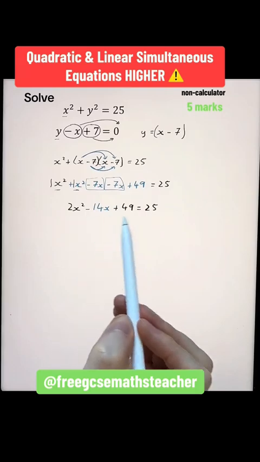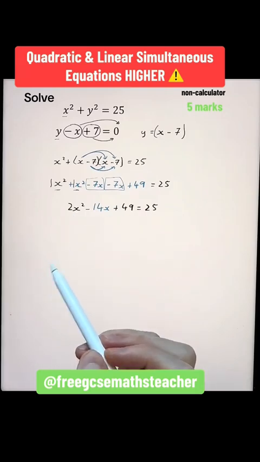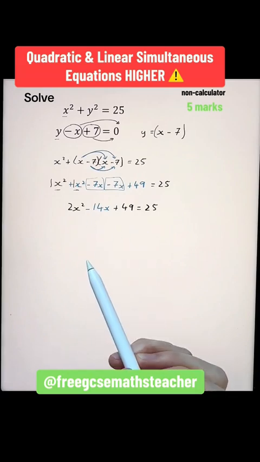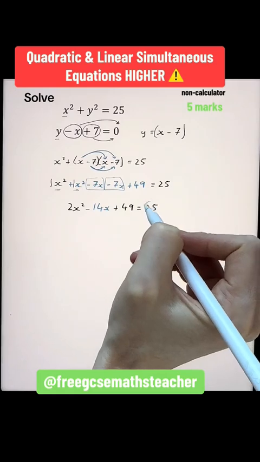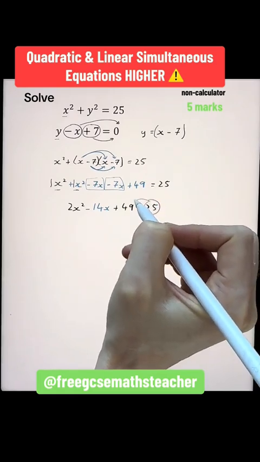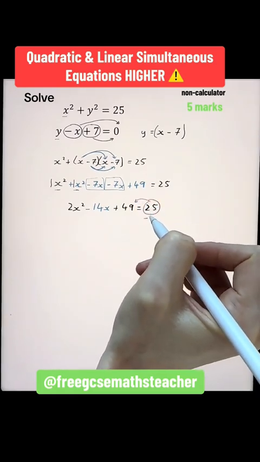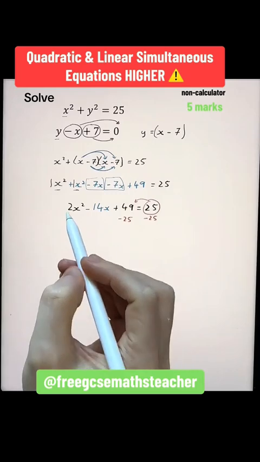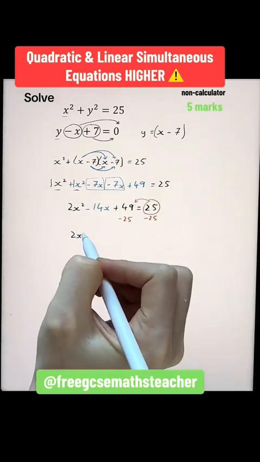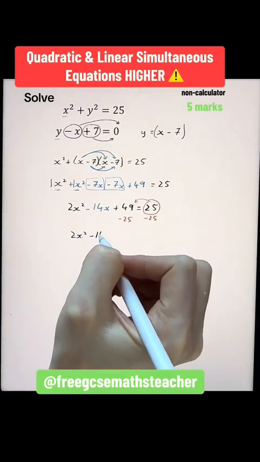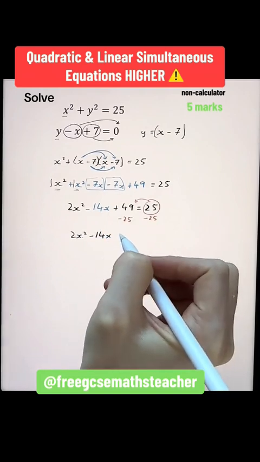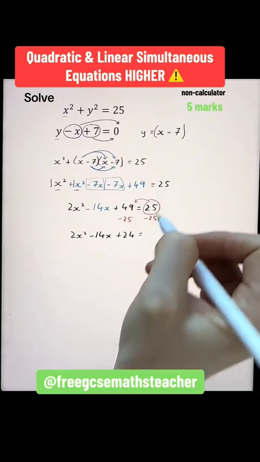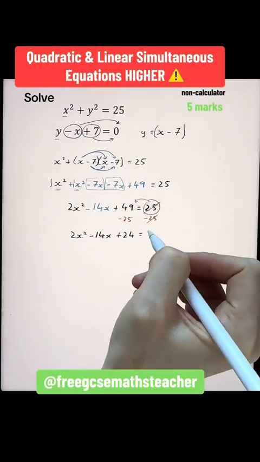I can now see I'm getting a quadratic in terms of the letter x. To solve a quadratic, I always want my quadratic equation to equal 0. Hence, in this case, I'm going to move the 25 from the right-hand side across to the left by doing the opposite. The opposite of add 25 is subtract 25 from both sides. On the left-hand side, I've still got 2x squared, I've still got negative 14x, and 49 take away 25 will give us 24. On the right-hand side, 25 subtract 25 will cancel to leave us with 0.